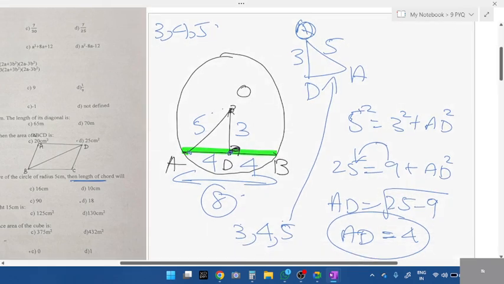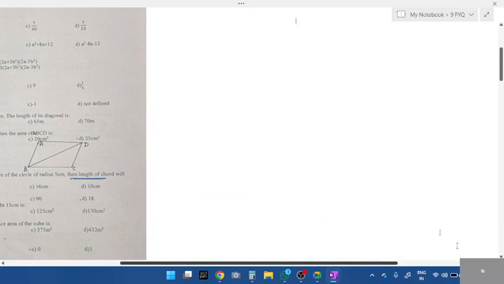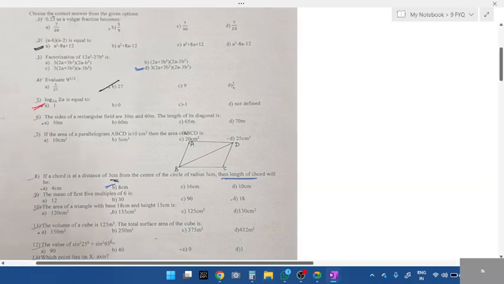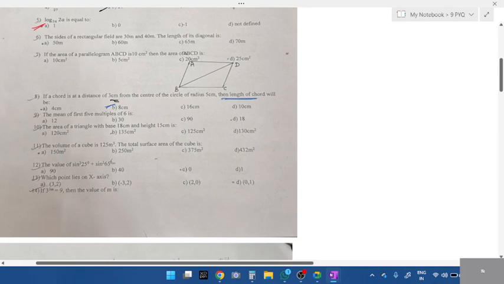Next one, students. Next question. Chord is done. Good. You all are answering chord questions. Mean. Tell me what is mean formula? I've given all these questions during weekly test. Same questions I used to give you. What is mean formula? Mean is equals to sum of observation over number of observation. Very good. To find sum of observation, they gave the first 5 multiples of 6. What are the first 5 multiples of 6?